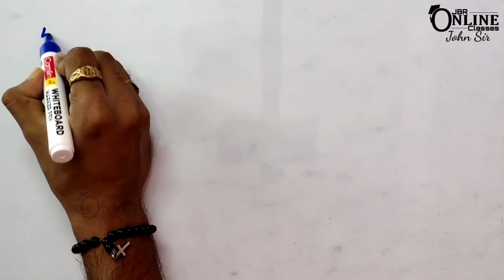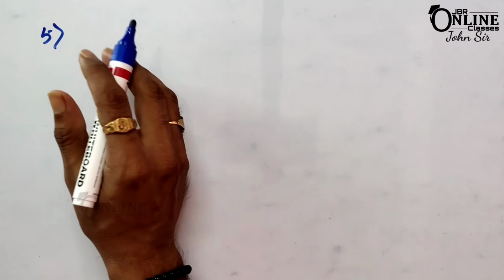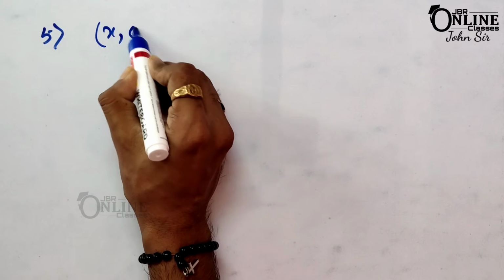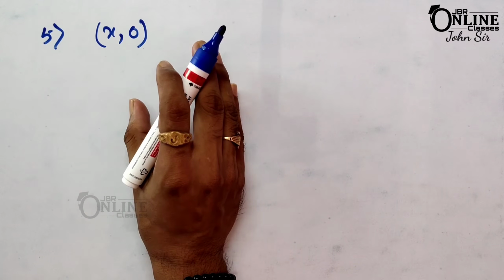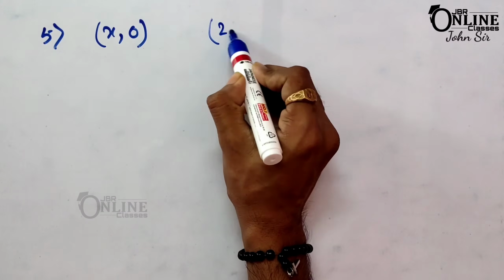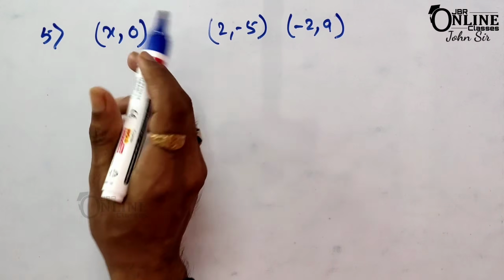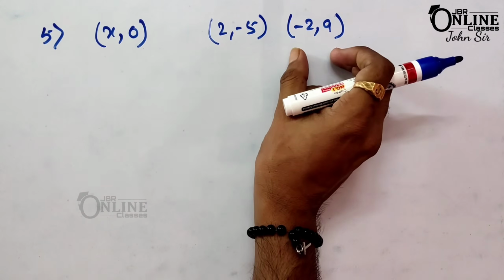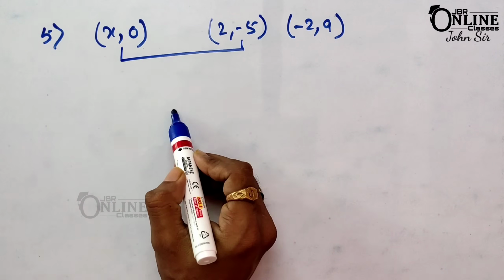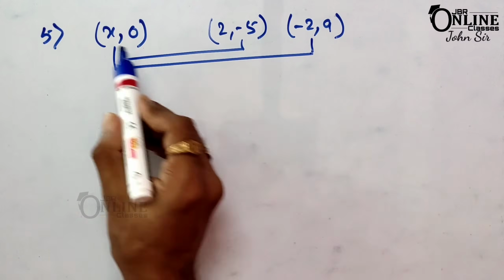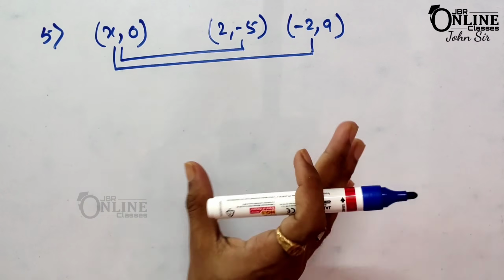Now sum number 5. In sum number 5 here, find the point on x axis. Okay, so first let the point on x axis be x comma 0. You know that y part will be always 0, which is equidistant from the point 2 comma minus 5 and minus 2 comma 9. Okay, now that point is equidistant from that and also that. So first you have to find out the distance between these 2 points, and again you have to find out the distance between these 2 points, and in each and every case these 2 distances will be the same.